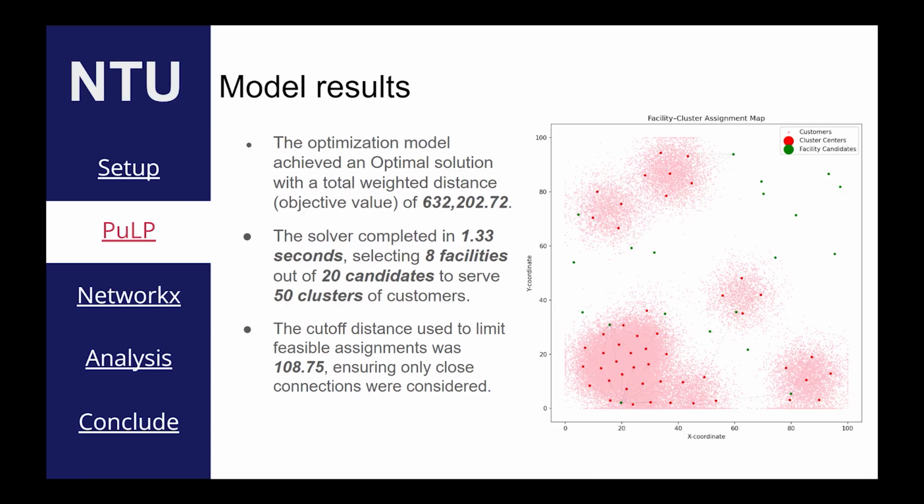On the right, you can see the facility cluster assignment map. The pink dots represent customers, the red points are the cluster centers, and the green points are the candidate facilities. The connecting lines show how each cluster is linked to its assigned facility. So we can see the selected facilities are well distributed across the regions, effectively serving nearby clusters while minimizing travel distance. Thank you.